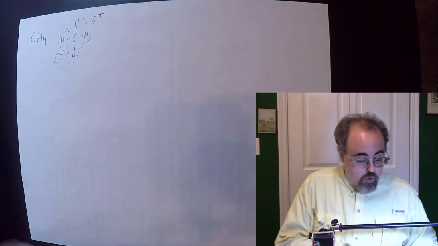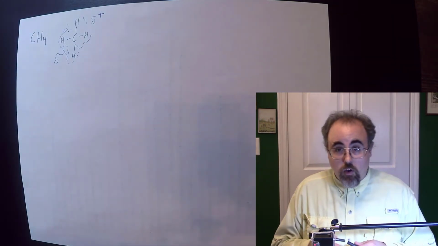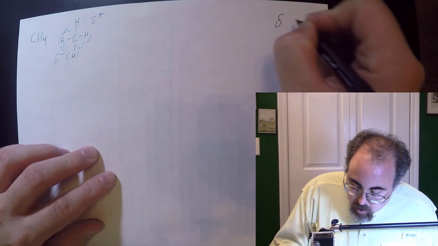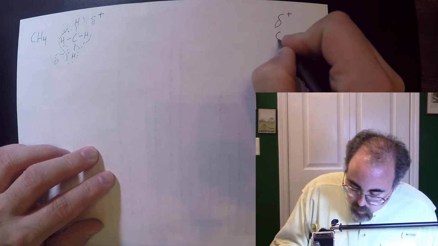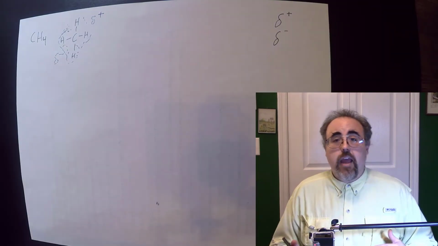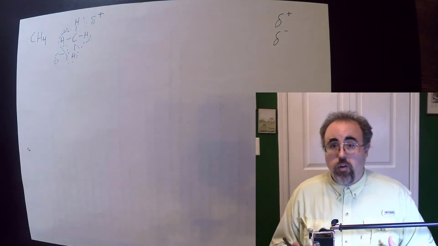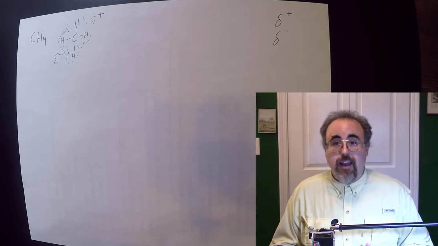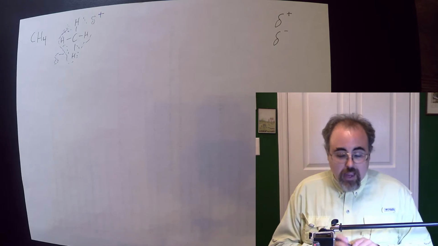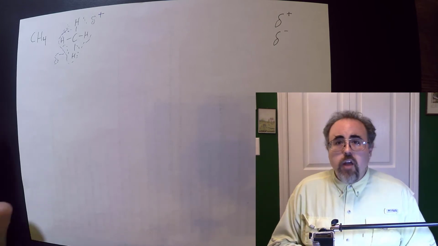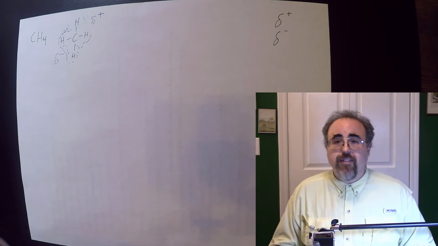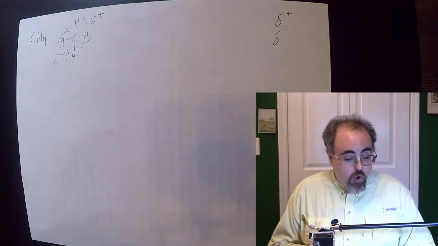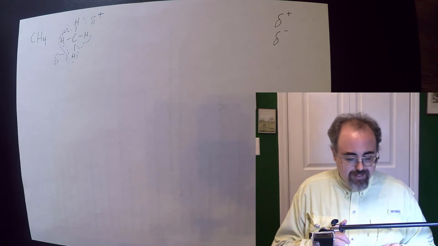Now, the symbol I'm drawing, which is going to become more important a little bit later, is a lowercase Greek delta. And so delta plus or delta minus indicates a partial positive or a partial negative charge. Usually when they're drawn, they're drawn to indicate a permanent one. But right now we have a very ephemeral one, where there's a little bit less electrons. The electrons are not quite spending as much time on one side as the other.